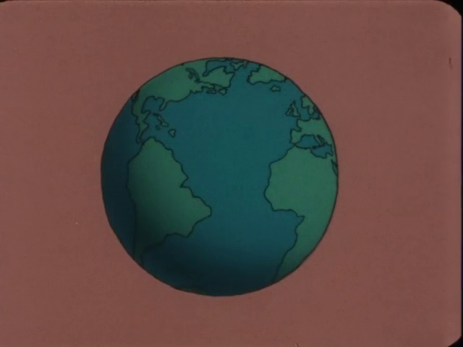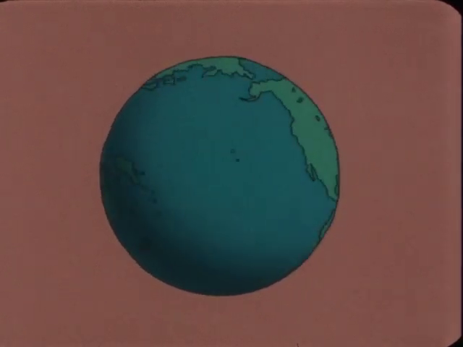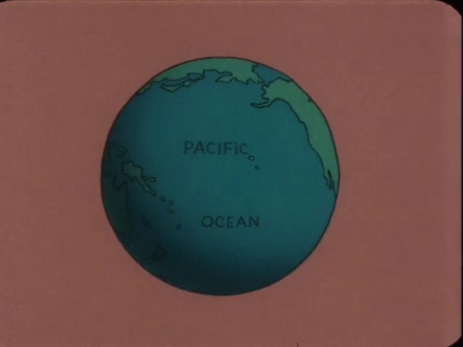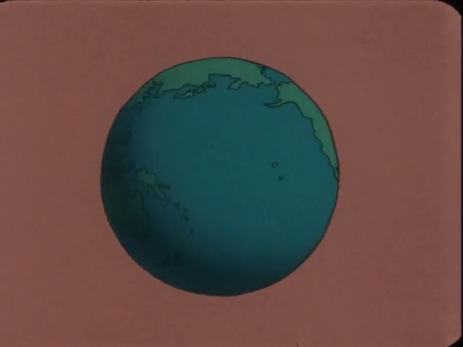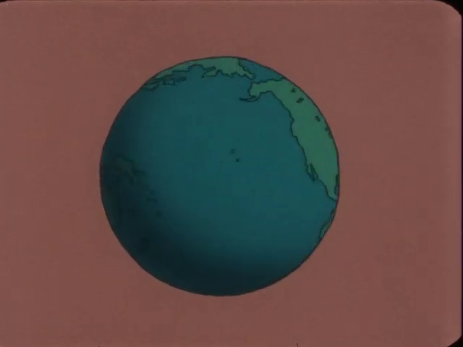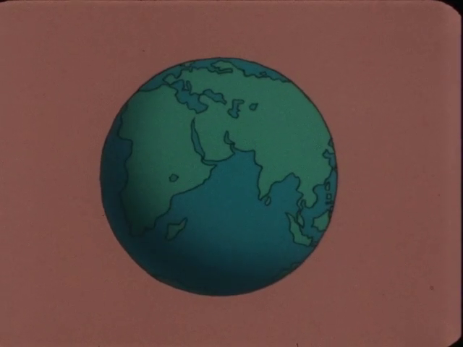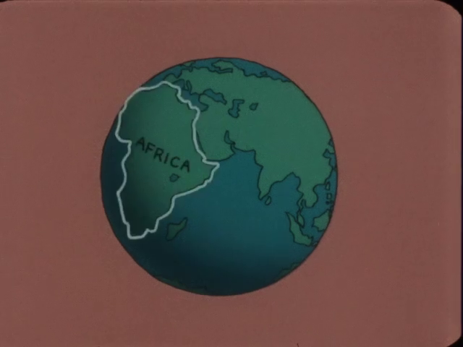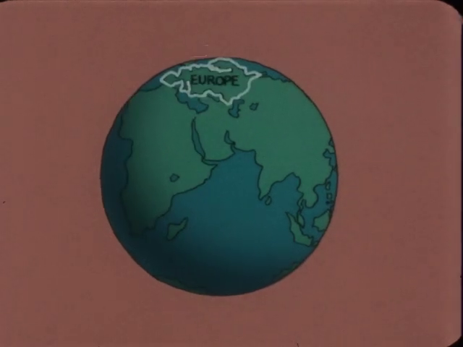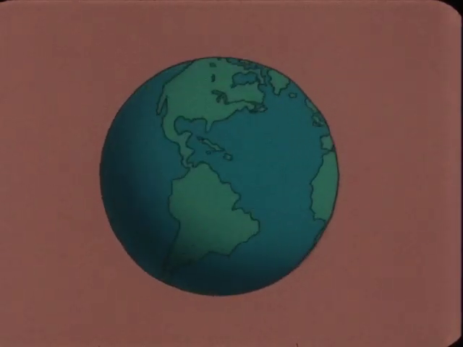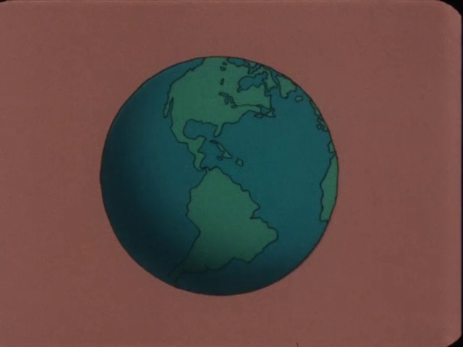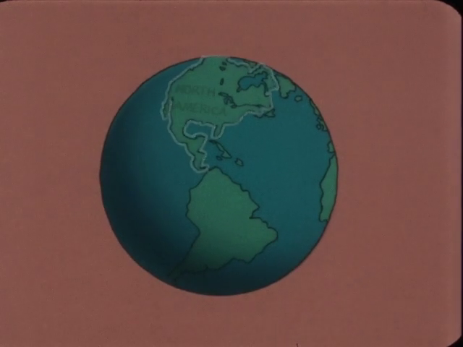Here's how they look on your globe. This one is the Atlantic Ocean. Here's the Pacific Ocean. And this is the Indian Ocean. And you could find out the names of the large areas of land. Earth people call them continents. These three are almost like one big continent. They're Africa, Europe, and Asia. These two are also connected, North America and South America.